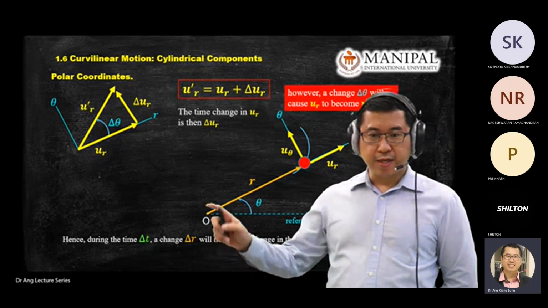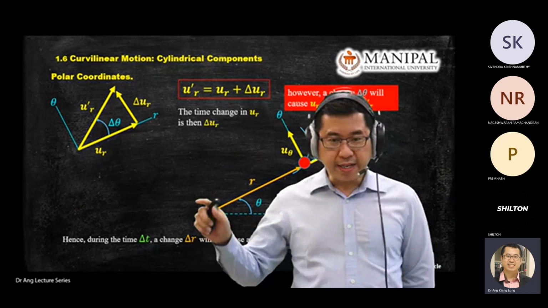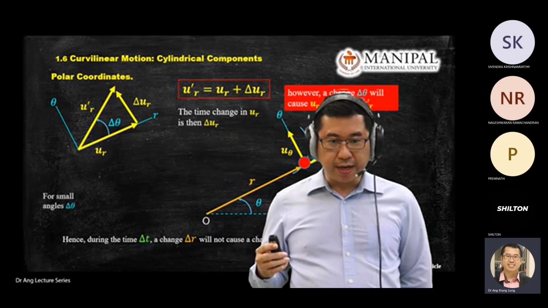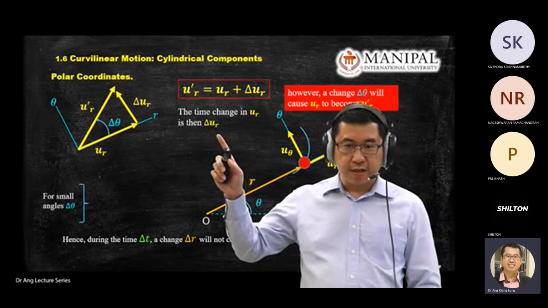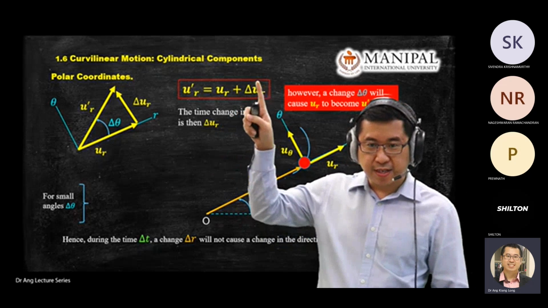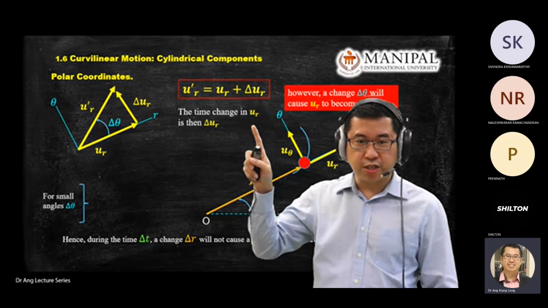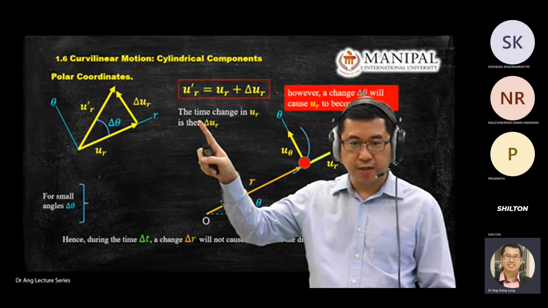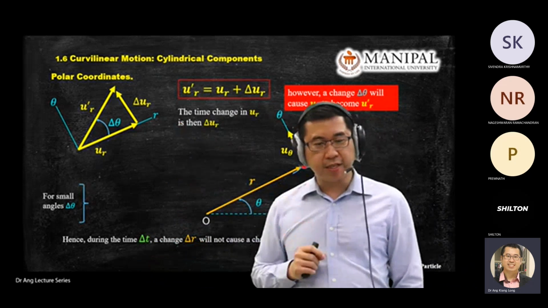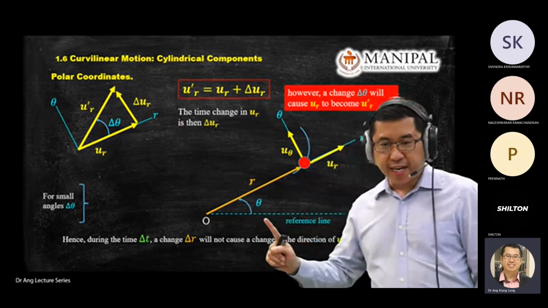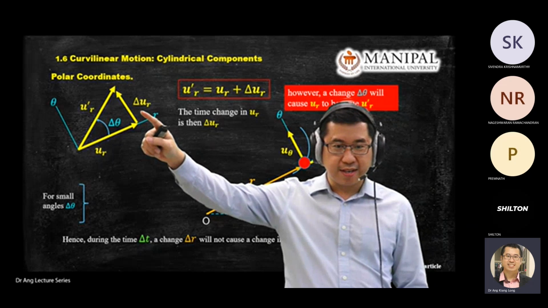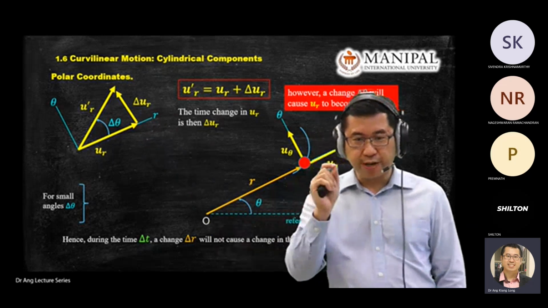And now we talk about time. When there is a time change in ur, then we can write... okay, so this statement explains what this is. What is this? This is the change in ur in a small time. So let's do a little bit more mathematics. We assume that this change of angle, delta angle, is very, very small.